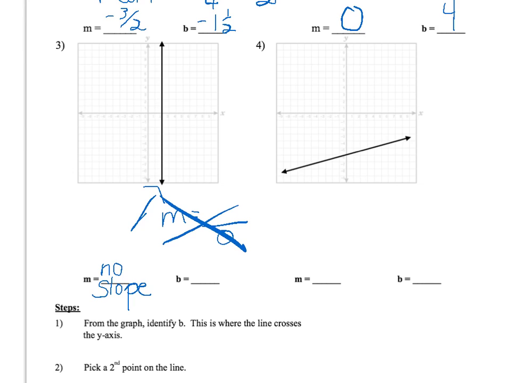We can't have that. And again, we don't have a y-intercept either because the vertical line is never going to cross the y-axis. It only crosses the x-axis. So there's no y-intercept for this one.